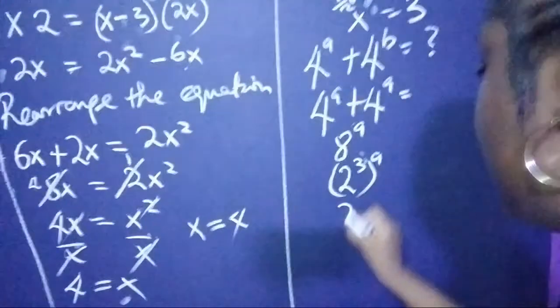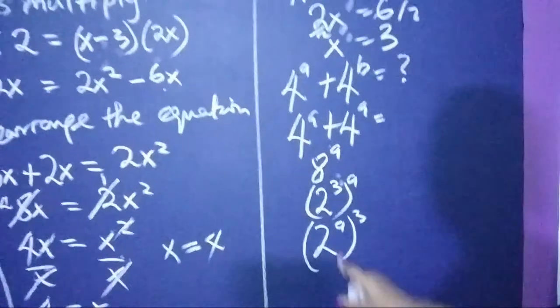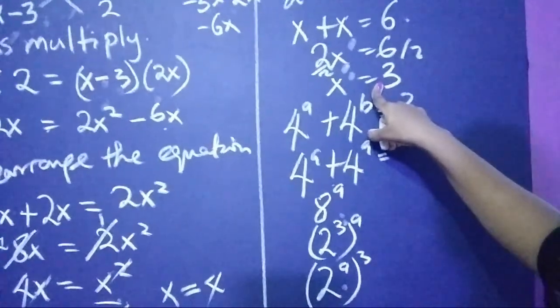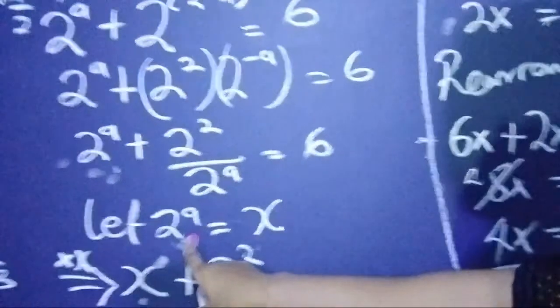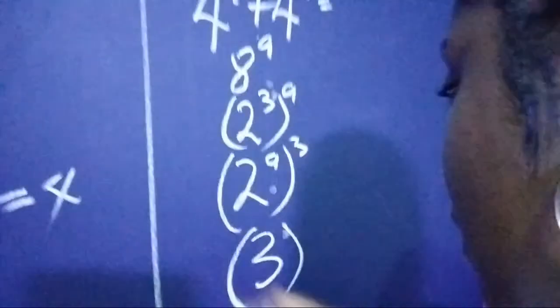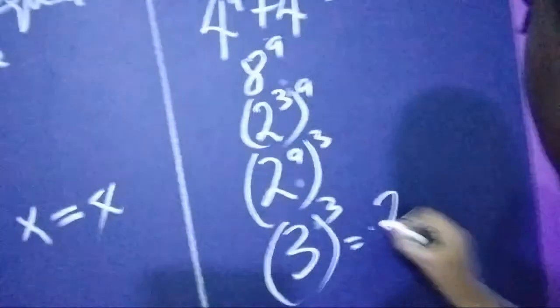We know we can interchange it: 2 raised to power a, raised to power 3. And 2 raised to power a is 3. Remember, we chose that initially. We said let 2 raised to power a be x, and we got to the conclusion that x is equal to 3. So 3 raised to power 3 will be 27.